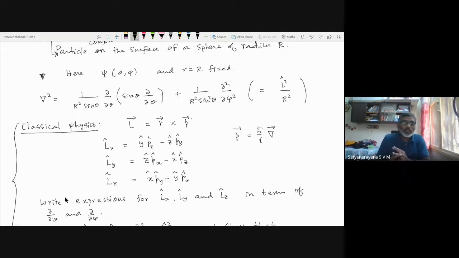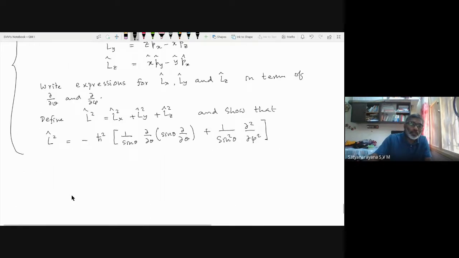Now the Hamiltonian, since it is a free particle, is equal to minus h bar square by twice mu, the reduced mass, into del square, which I can write as L square by twice mu R square. And mu R square is basically your moment of inertia I. So just like p square by 2m, for a rigid rotator the Hamiltonian is simply L square by 2I.